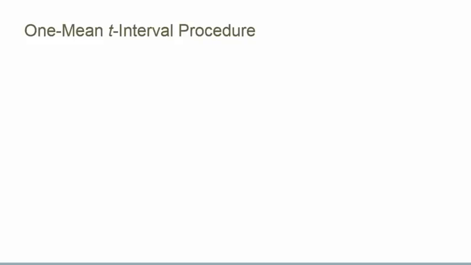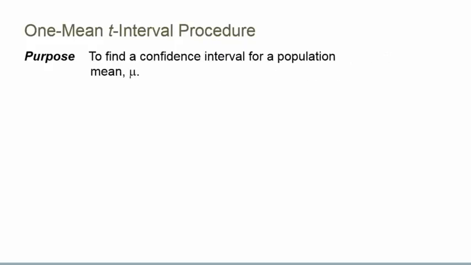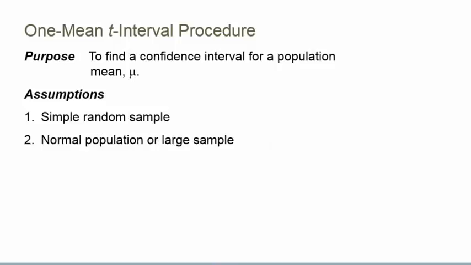One mean t-interval procedure. Purpose: to find a confidence interval for a population mean, mu. Assumptions: 1. Simple random sample. 2. Normal population or large sample. 3. Population standard deviation unknown.